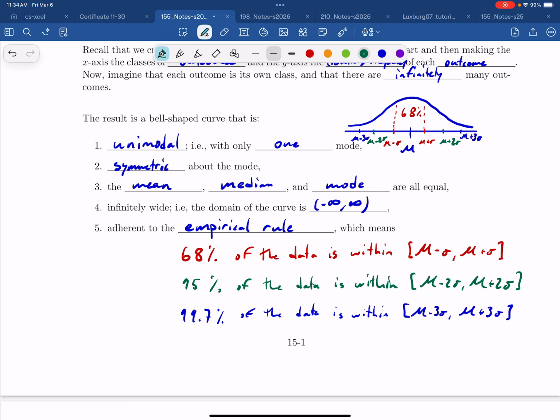Between this and this, I'll use a green highlighter to illustrate. This right here is 95% of the data. And then if we use a blue highlighter to get all of that too, that right there is 99.7% of the data.